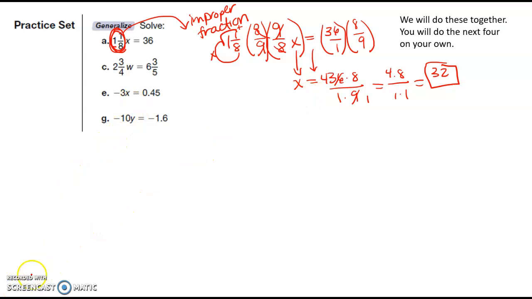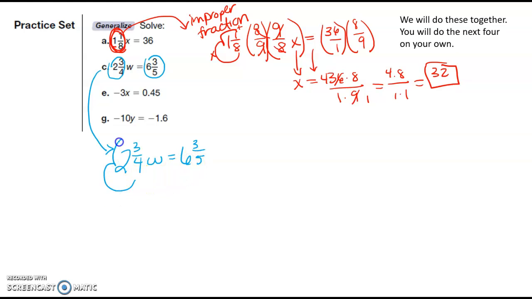Okay, let's keep going. Let me grab another color for our next problem. Having some trouble here. Hold on just a minute. There we go. Okay.